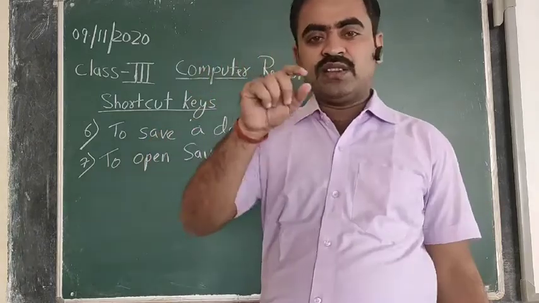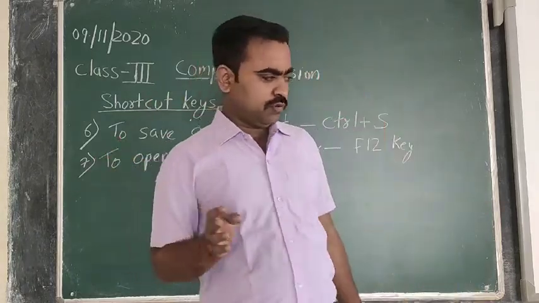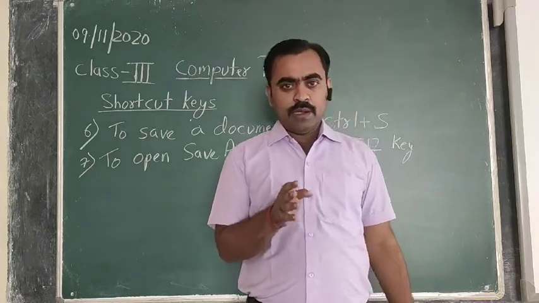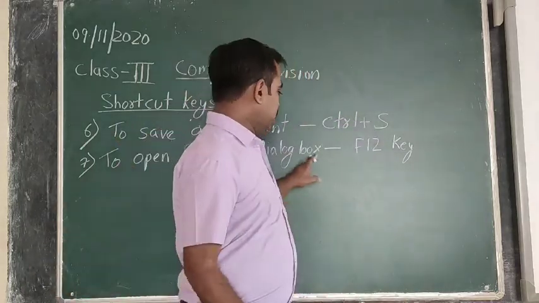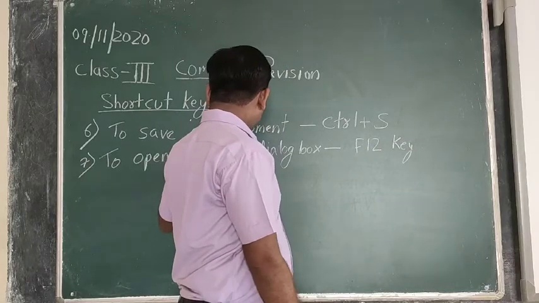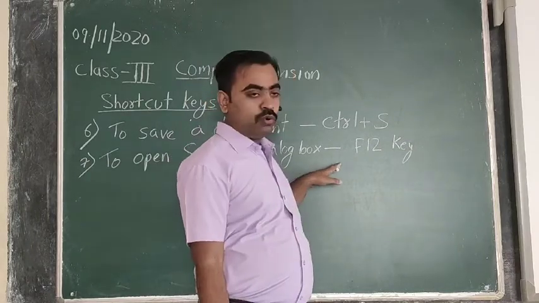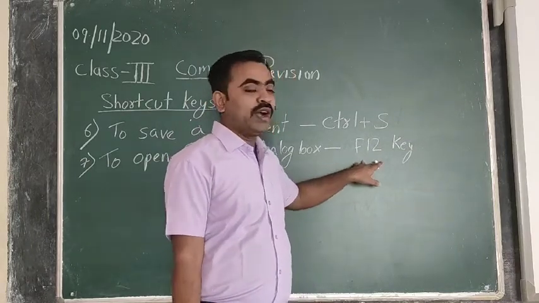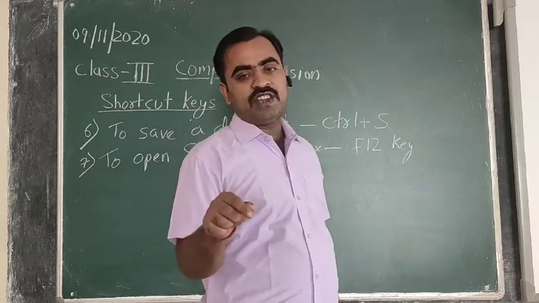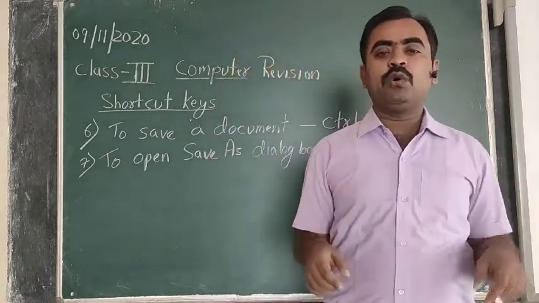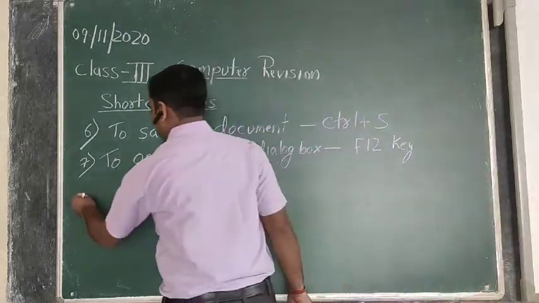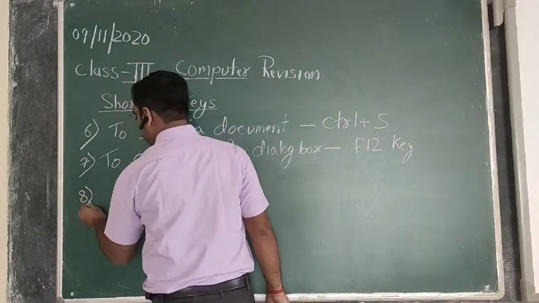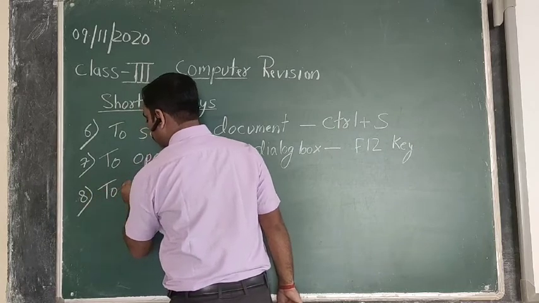On your keyboard, you can see different function keys are available from F1 to F12. So, in order to open the save as dialog box, you can directly press the F12 key from your keyboard, and it will open the save as dialog box for you. Now, the last one is to print the document.